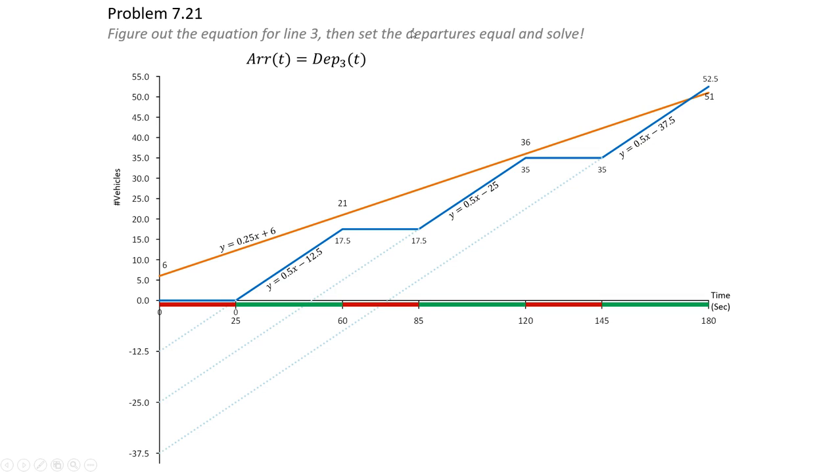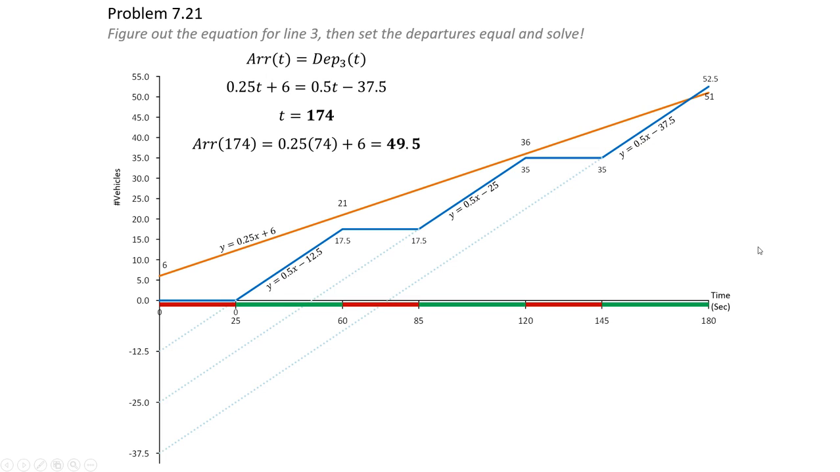Right? So our arrival time t is equal to the third departure equation we had at the same time t, and so we can set those two to be equal, and then we can solve for t. T in this case is going to be 174 seconds, and so we're going to be right here. So 6 seconds before the end of the green, we finally clear out the queue. That's what that's telling us.